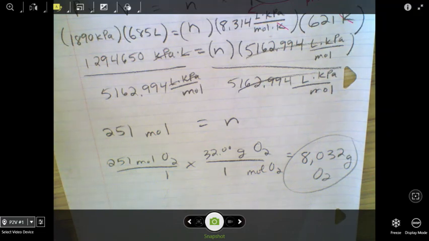All right, so for the rest of the period, you can work on your reading check, you can work on your pre-lab, you can wash your hands, you can do whatever you want.